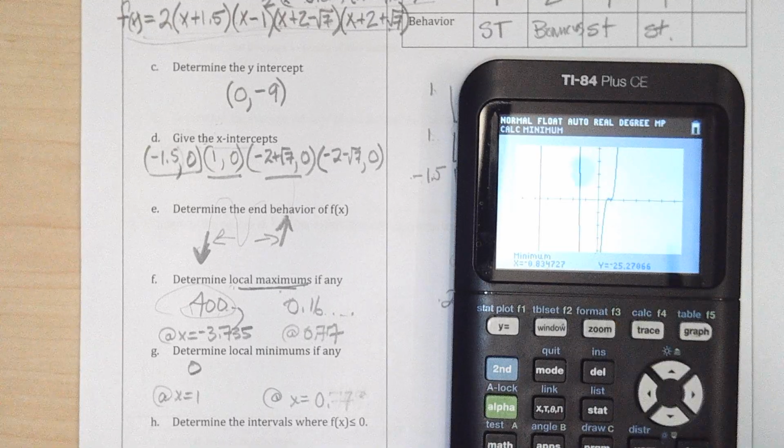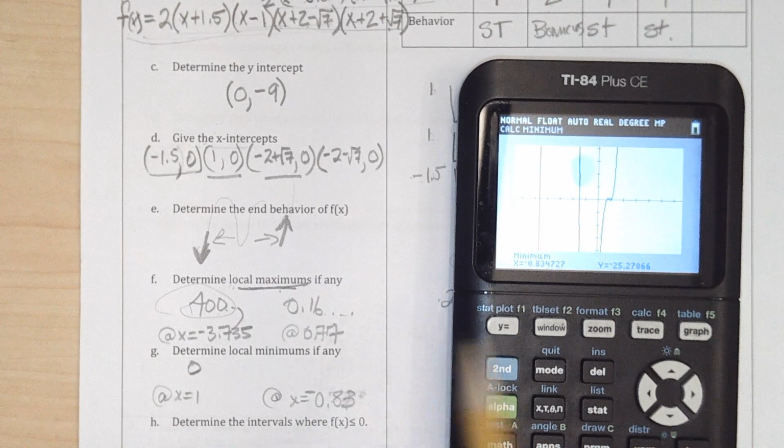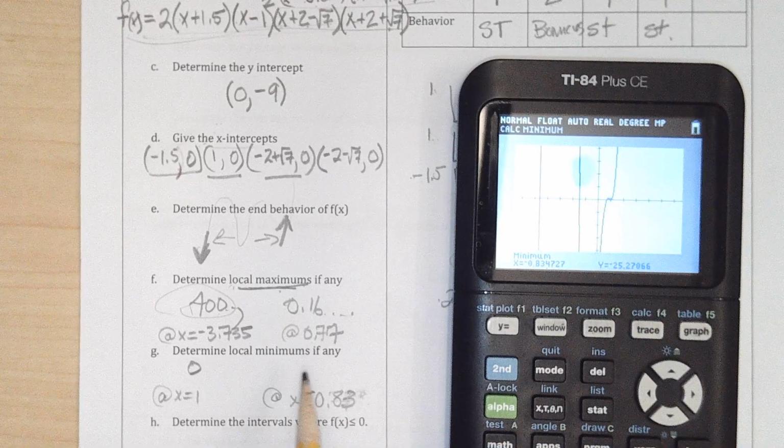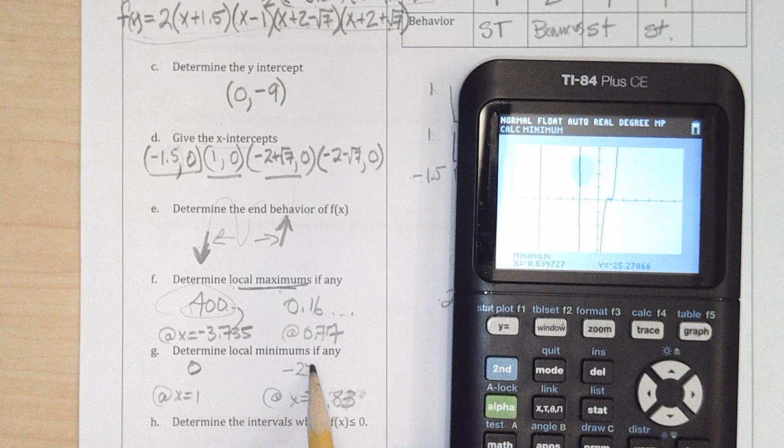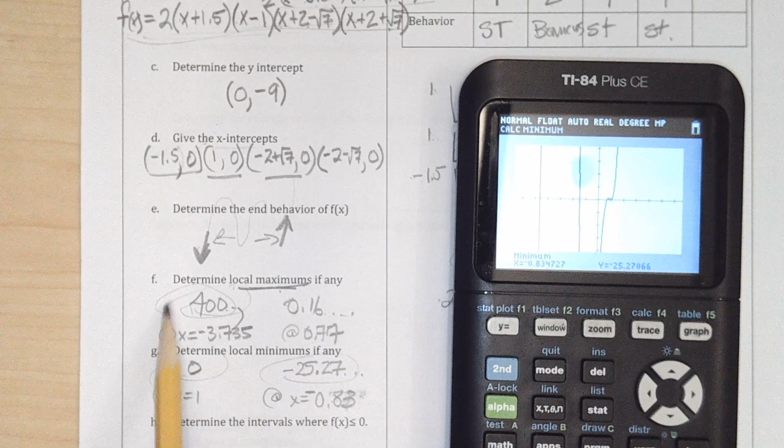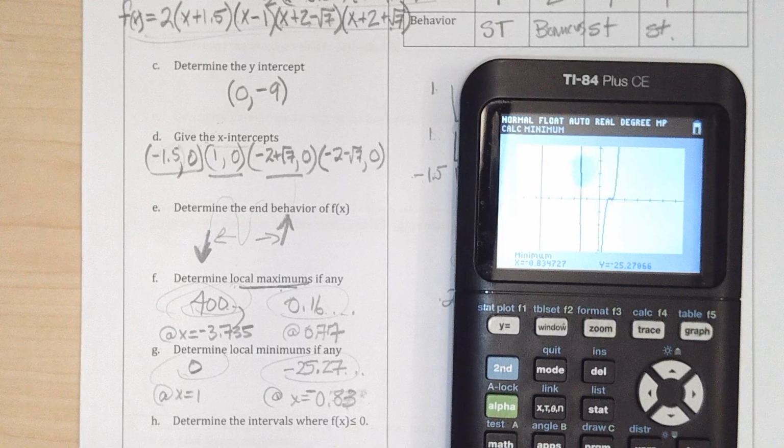It's -0.83 is where it happens, -0.83-ish, and the minimum is -25.27-ish. So there are 2 minimums in this problem and 2 maximums in this problem.